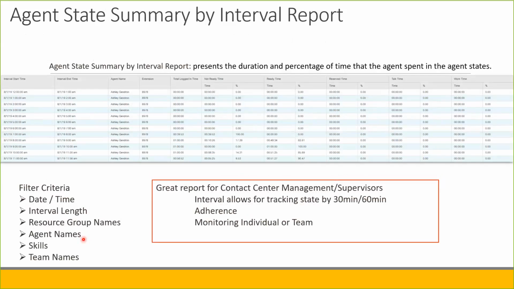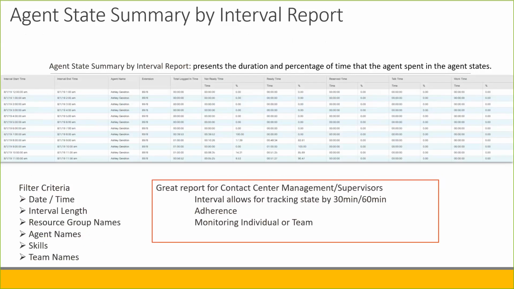Okay. The next 2 reports pertain to a little bit of adherence. What I mean by that is what the agents are doing throughout the day, not just at the phone call level, but how it pertains to their state. There's a couple different versions of this report that I've chosen to bring up. One is by agent, one is by interval. I chose to put the interval report in here because it allows for tracking of state by 30 minutes, 60 minutes, or of course the entire report range.